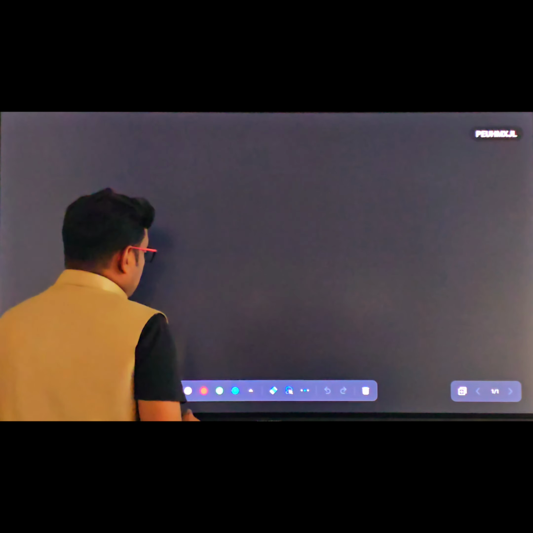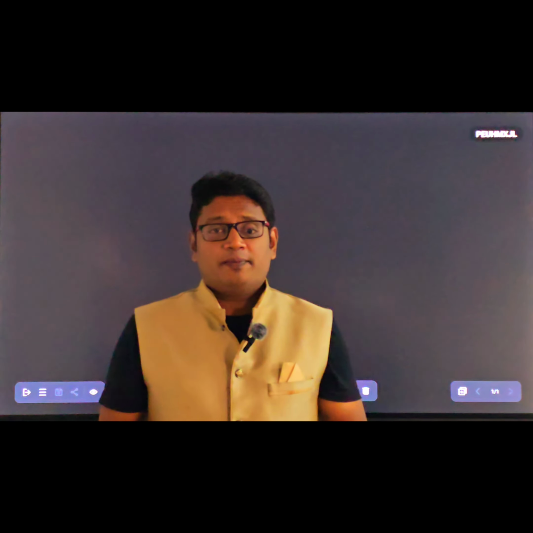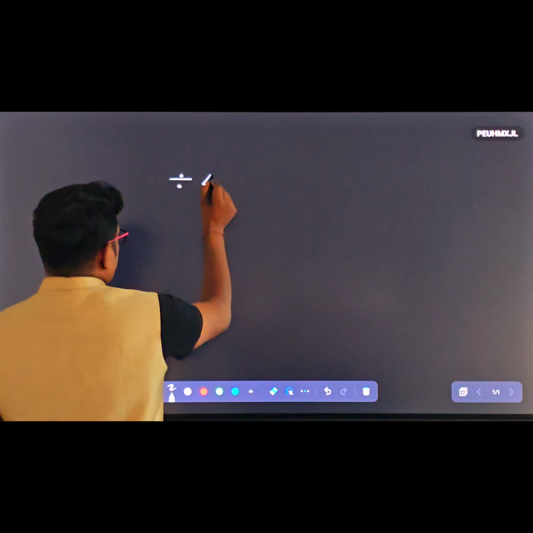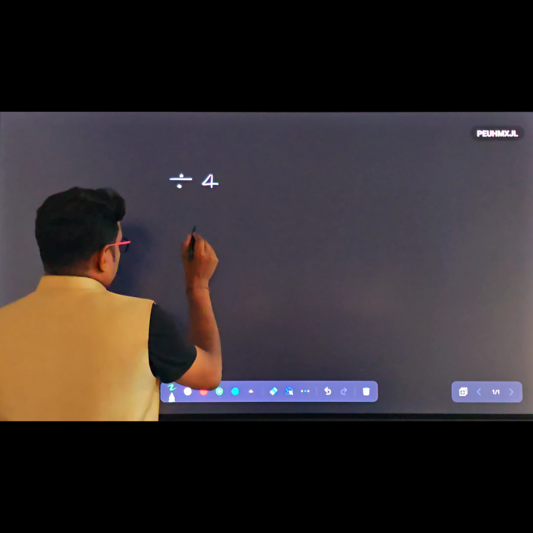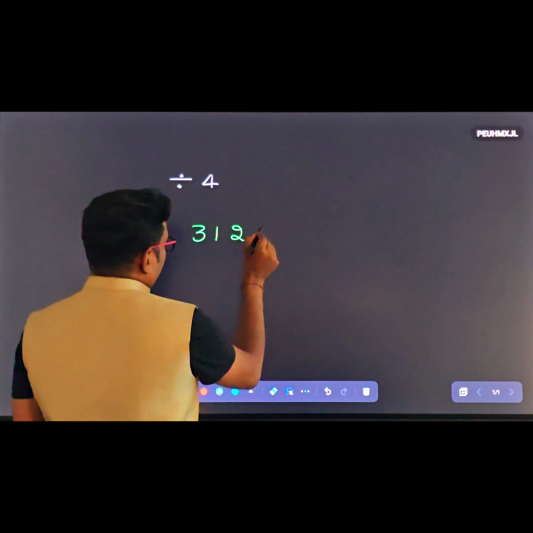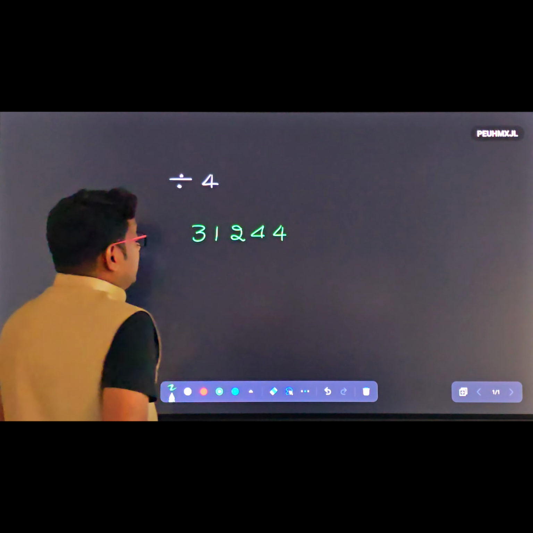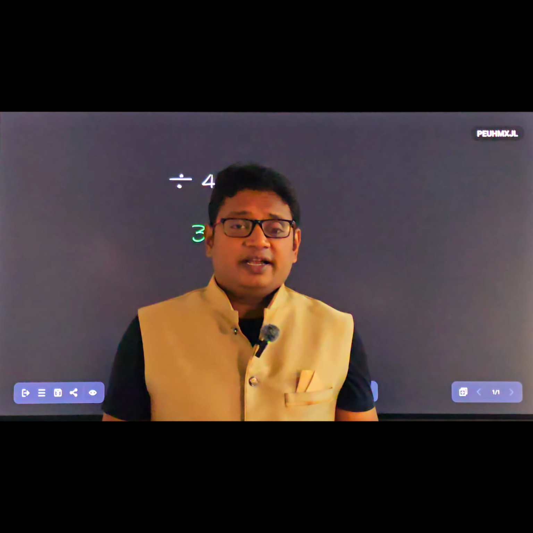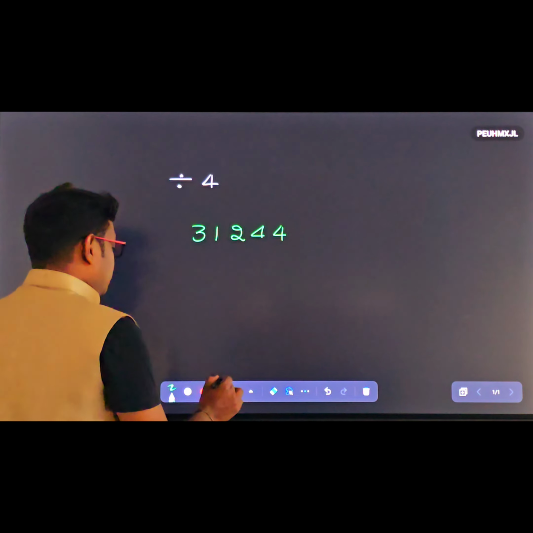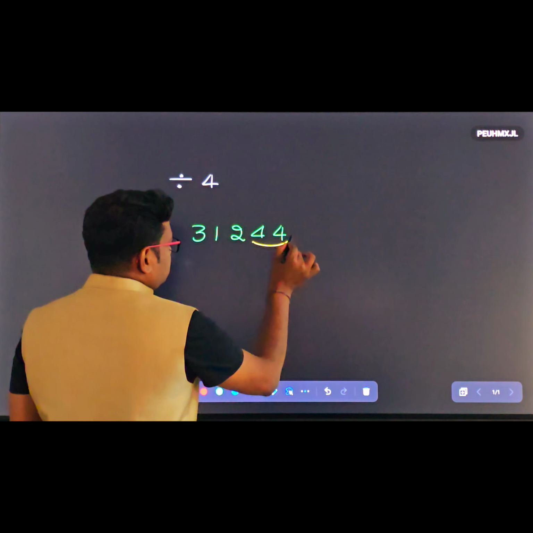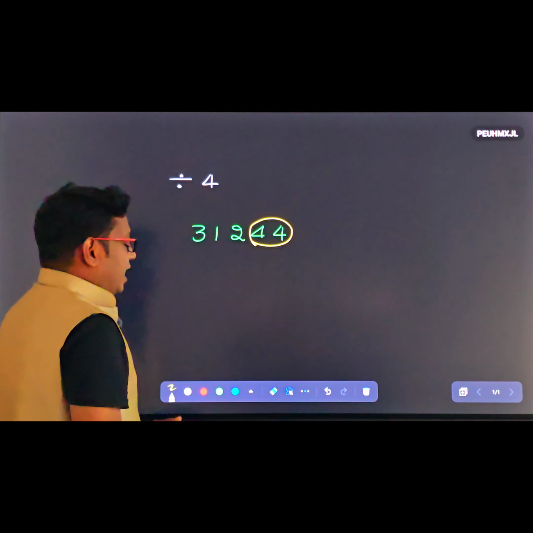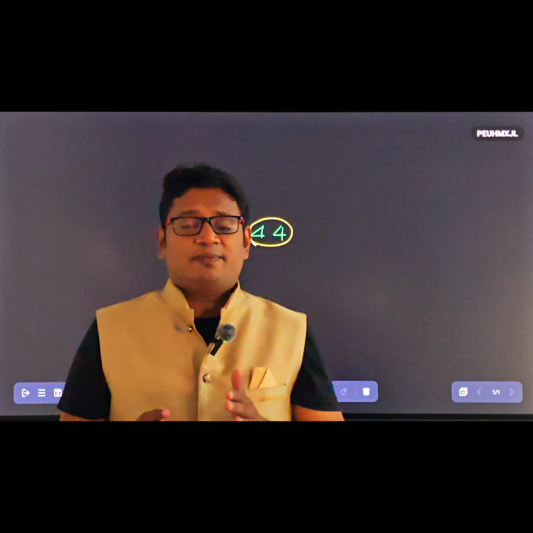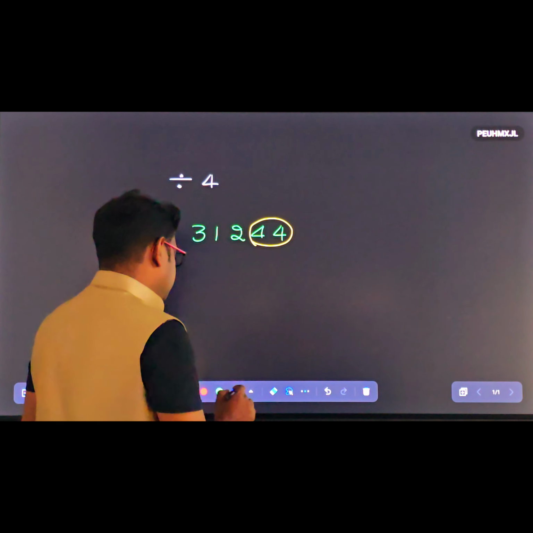Please observe here. I am going to discuss the divisibility by 4. In order to check a number is divisible by 4, please observe how to check. Take the number 31244. In order to check whether this number is divisible by 4 or not, you need not divide the entire number. Just check the last two digits. If the last two digits are divisible by 4, then the entire number is divisible by 4. I repeat, if the last two digits are divisible by 4, then the entire number is divisible by 4.